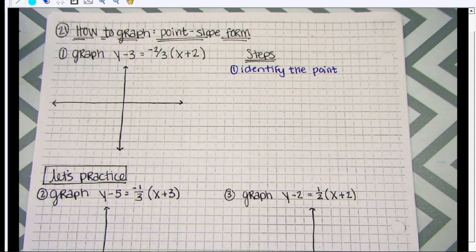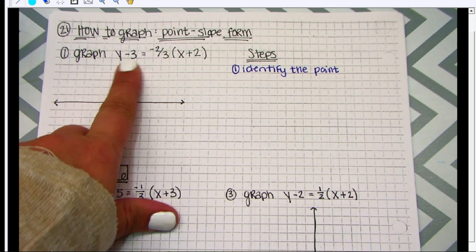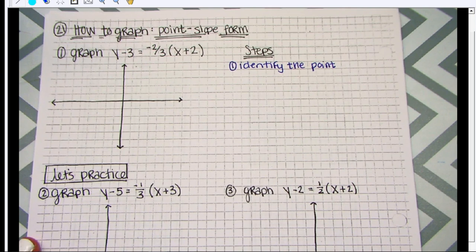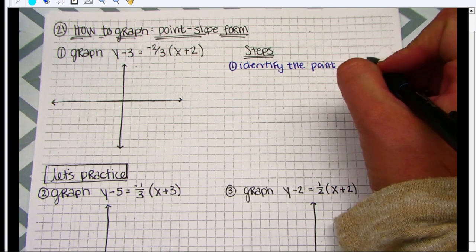So what is our point for our equation? y minus 3 equals negative 2/3 parentheses x plus 2. What is our point? I need my x1, y1 value. Okay, negative 2, positive 3.